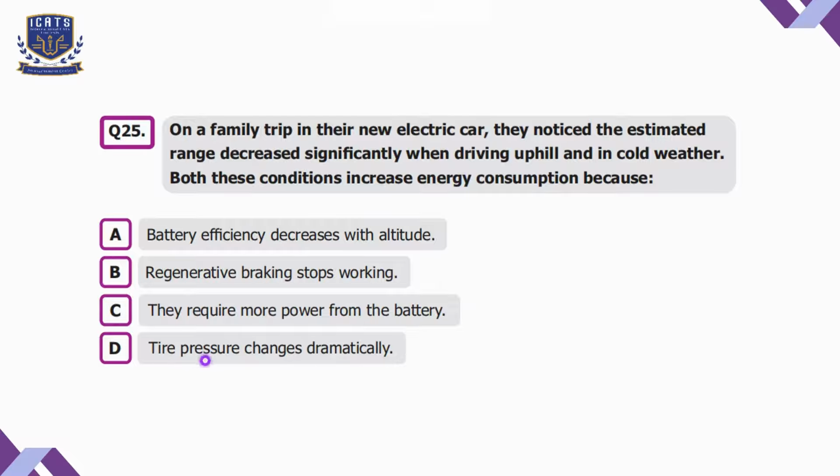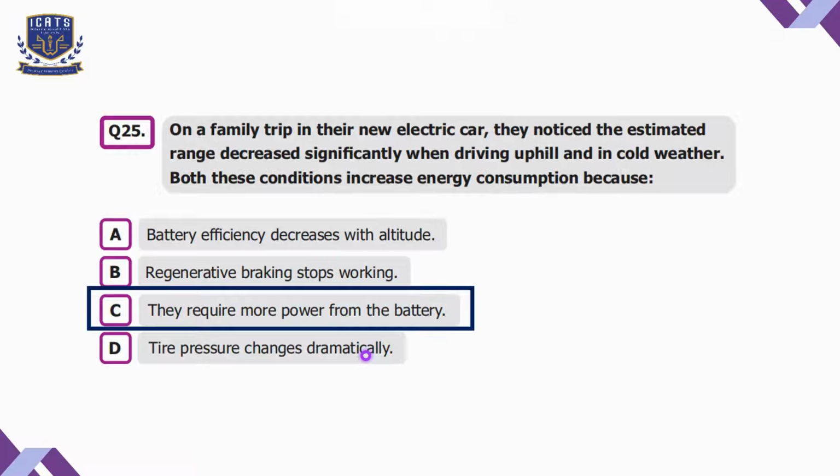And option D is tire pressure changes dramatically, which is also not correct because the tire pressure can change in cold weather and increase rolling resistance, but this is a secondary reason as compared to option C. So we will select option C here.